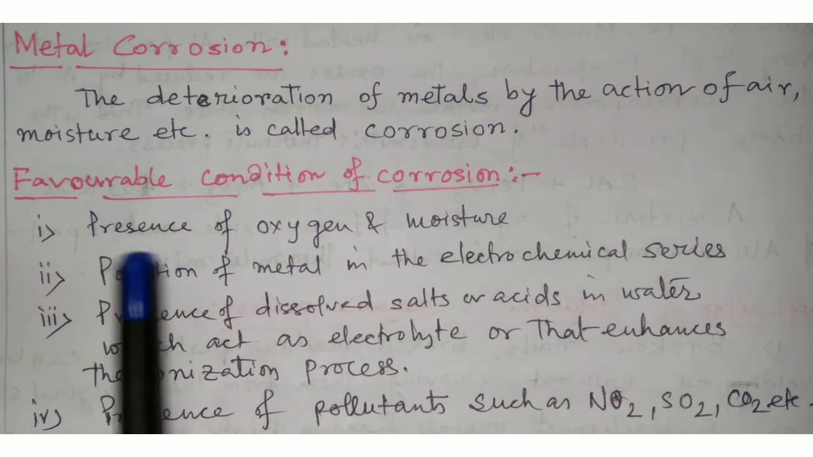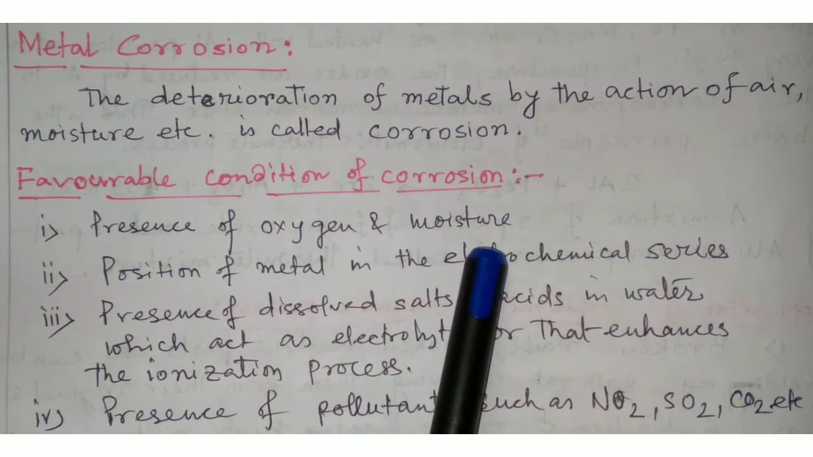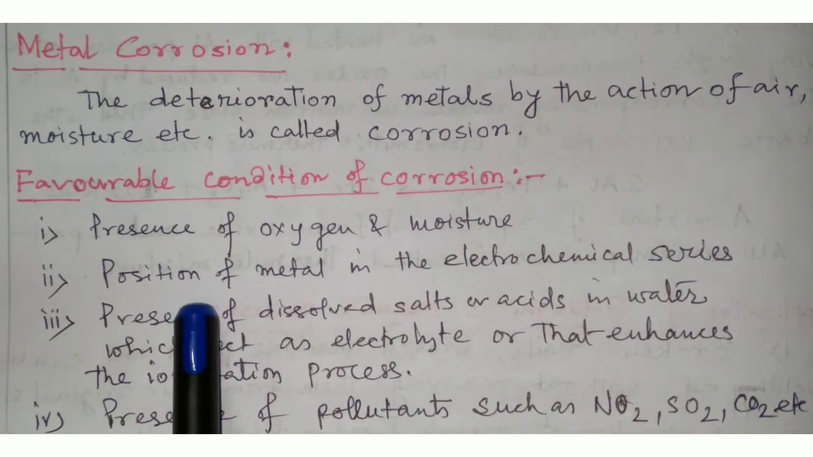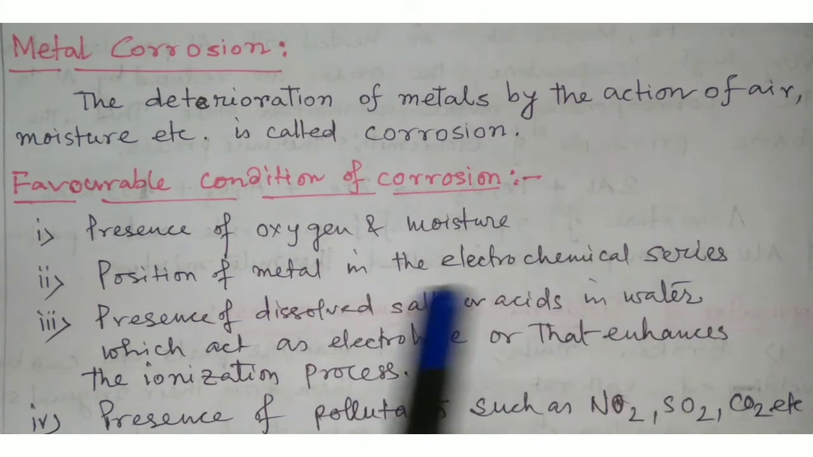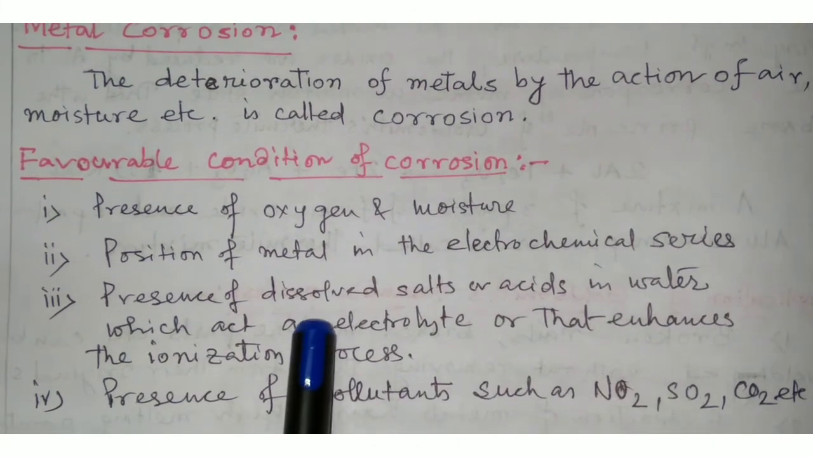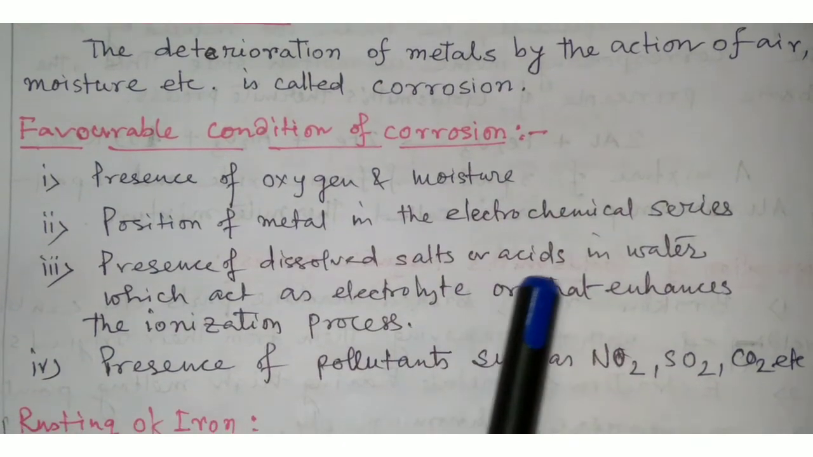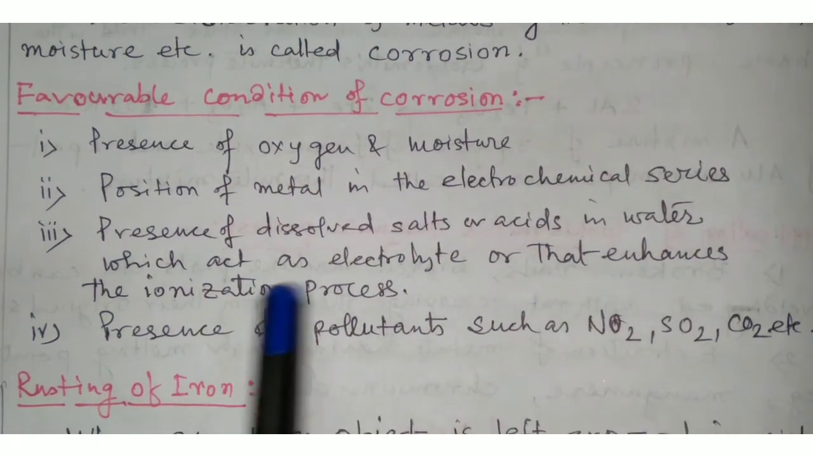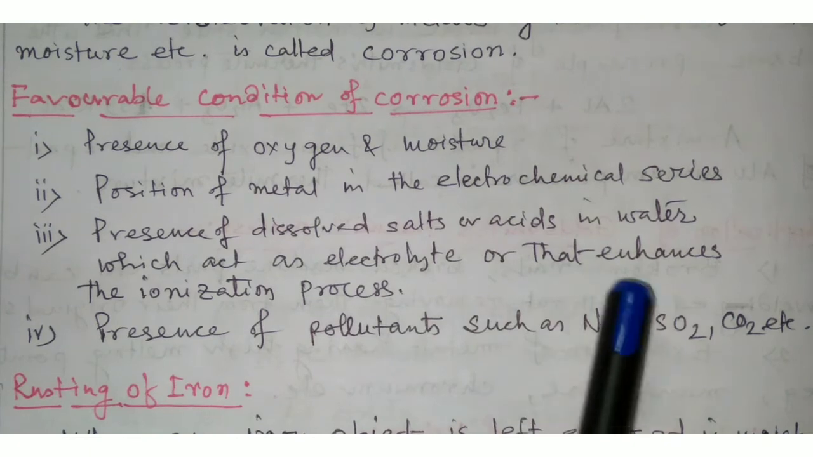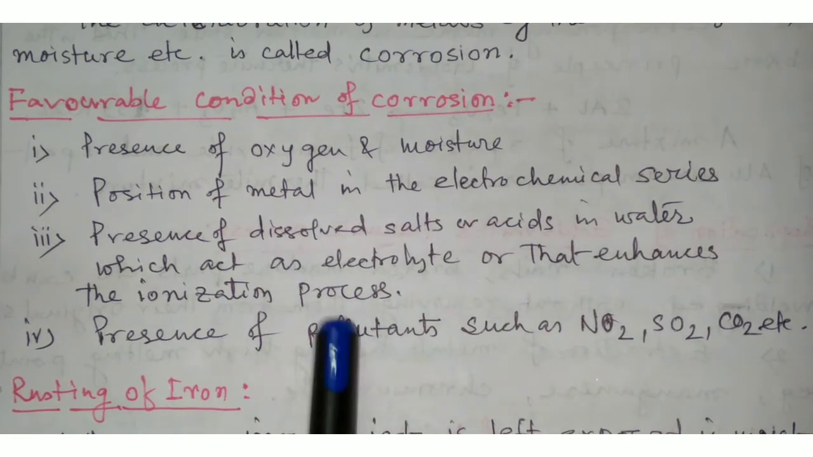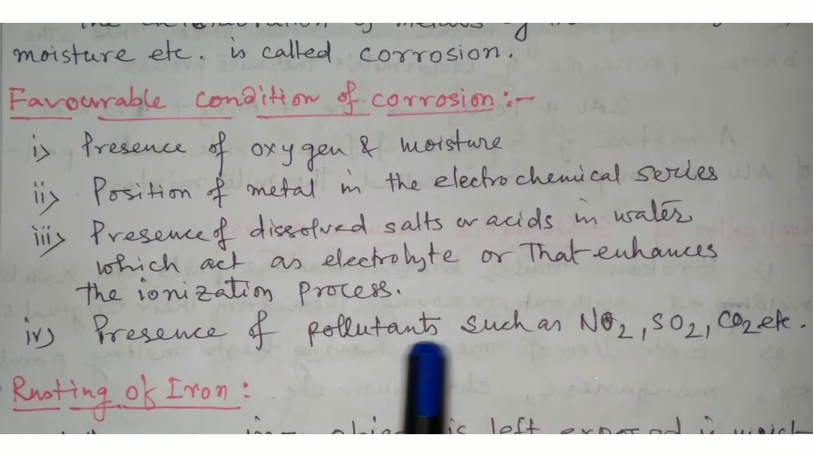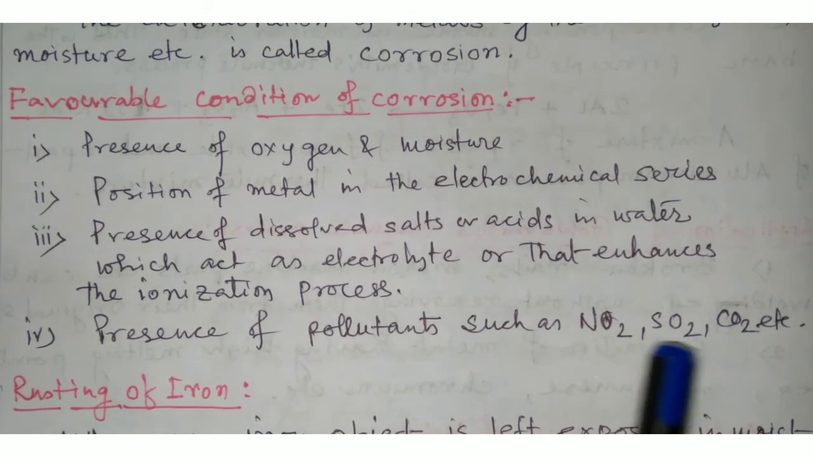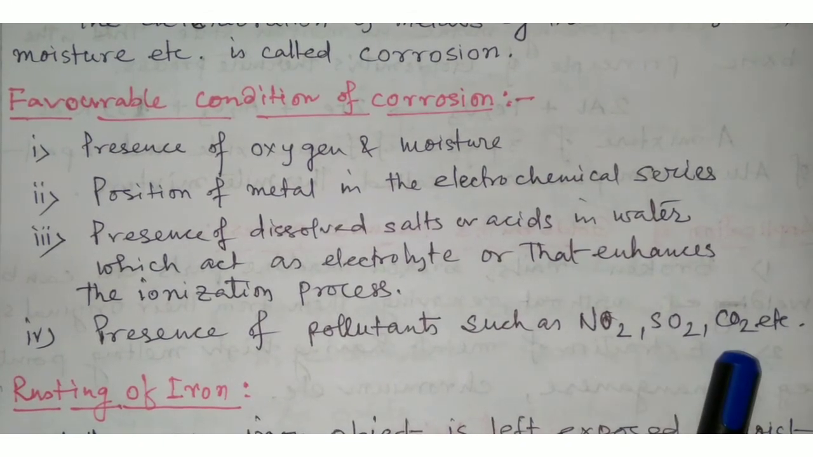Number one, presence of oxygen and moisture. Number two, position of metal in the electrochemical series. Number three, presence of dissolved salts or acids in water, which act as electrolyte or that enhance the ionization process. And the last one is presence of pollutants such as nitrogen dioxide, sulfur dioxide, carbon dioxide, etc.